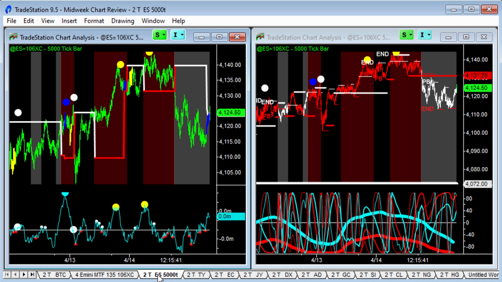In terms of the tick bar chart for the E-mini, I'm using a 5,000 tick bar chart at the moment. The 10,000 was just too much. My TradeStation couldn't cope with it. It was taking minutes to open, if not crashing my system. So I've gone back down to a 5,000 tick bar chart.